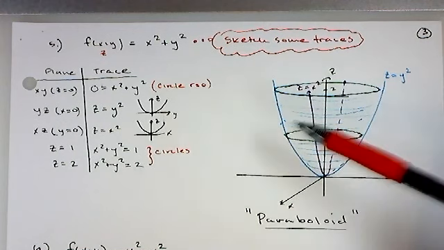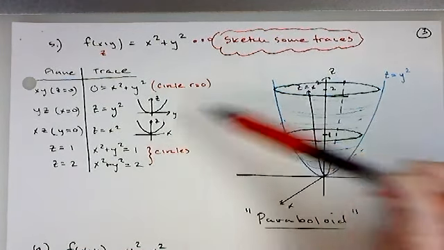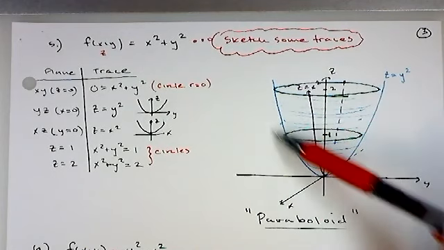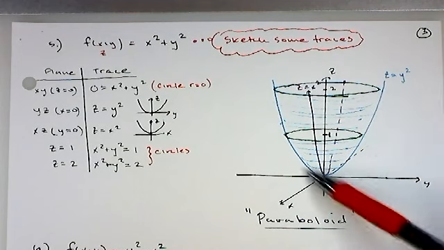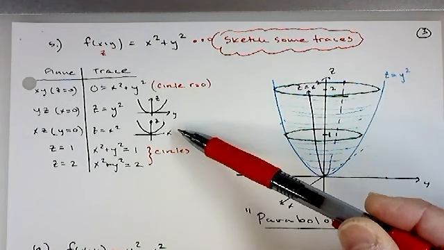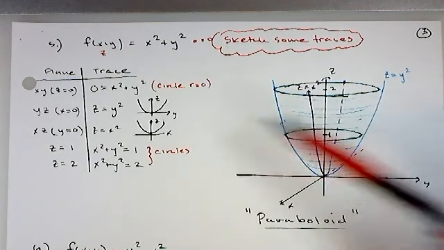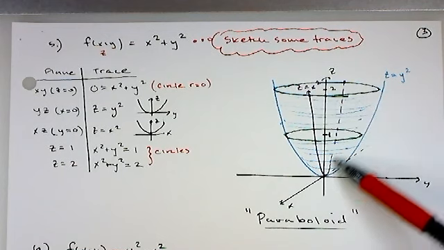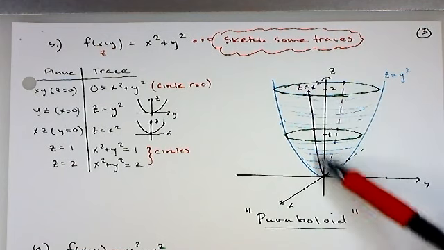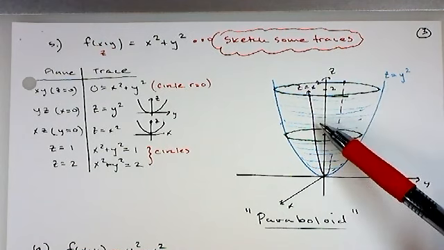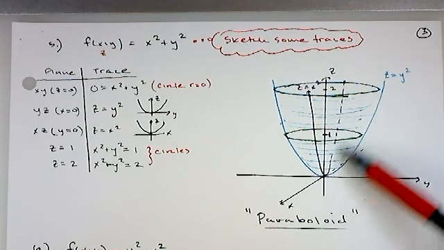Z equals y squared. Notice that parabola is on the yz axis, and here's the yz axis. So that is this parabola right here. That's z equals y squared. Okay. Z equals x squared is a parabola on the xz plane, which is this one right here, coming in and out of the paper. You can imagine getting that by taking z equals y squared and just rotating that 90 degrees. And that would give you the z equals x squared.